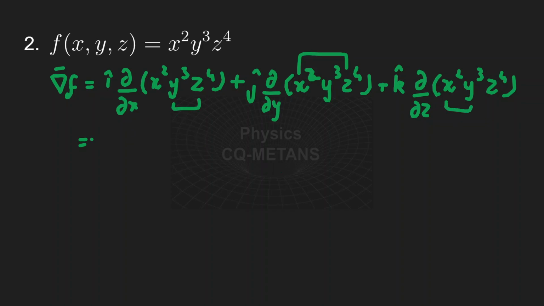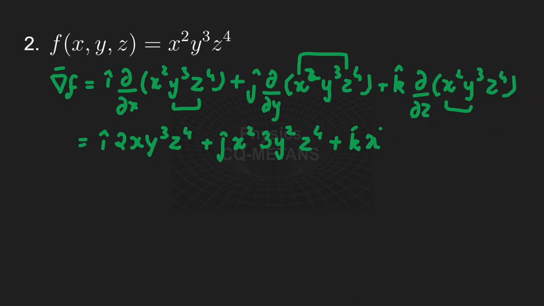By doing so we get i cap, differentiation of x square is 2x, and this remains y cube z raised to 4, plus j cap x square, y is differentiated so this becomes 3y square z to the power 4, plus k cap, this becomes x square y cube 4z cube. So this is what we get.